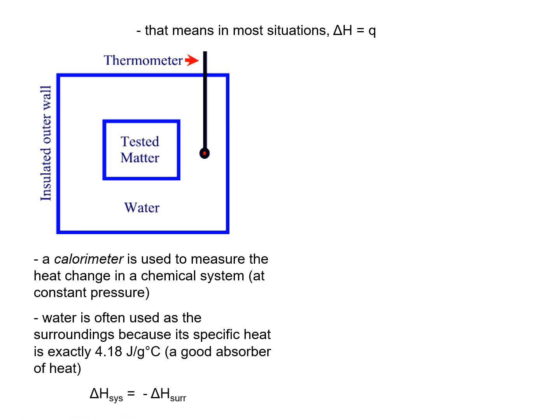So the heat change of the system, the enthalpy change of the system, is equal to the opposite of the heat change of the surroundings, right? So if the system's heat goes up, then it must have got it from the surroundings. And we're going to make sure that water is the only surroundings that we have. And since we know water's specific heat capacity, we can calculate the heat of whatever we put in the water.